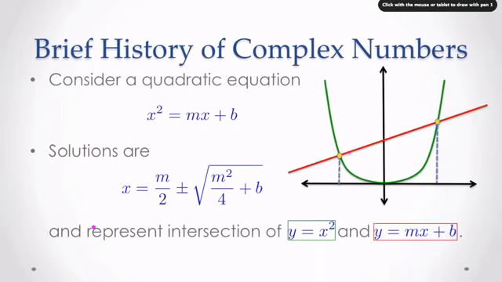So let's look at a quadratic equation, something like x squared equals mx plus b. We all know how to solve quadratic equations, and if you think about this briefly, the solutions are x equals m over 2, where m is this number in front of the linear term, plus or minus the square root of m squared over 4 plus b.